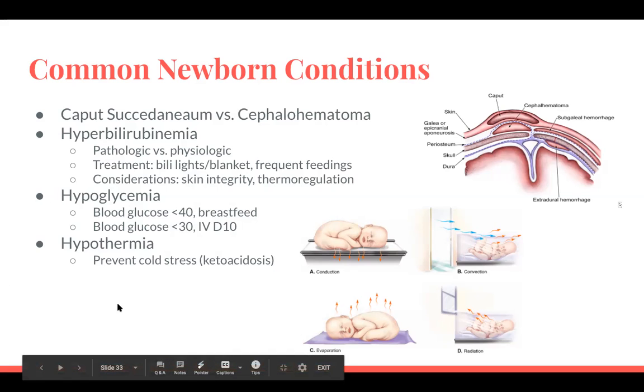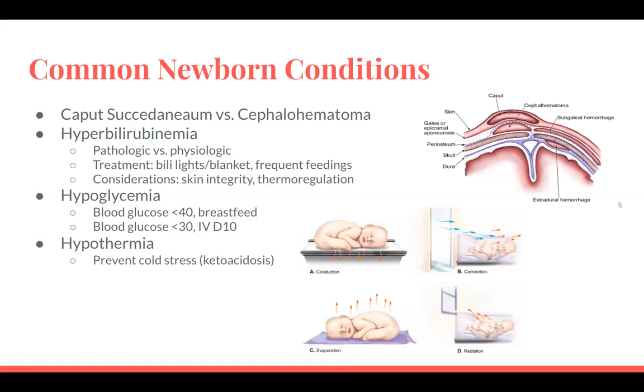All right, so hypoglycemia, blood glucose is lower than 40, and that is different than the 60 if it was an adult. If it's lower than 60, then that's a problem. For a baby, if it's lower than 40, and if it's lower than 30, you're going to want to give IV dextrose 10. Then hypothermia, you want to prevent cold stress. Remember this. You want to remember hypothermia, associate that with cold stress. You just want to do everything within your power to prevent that.